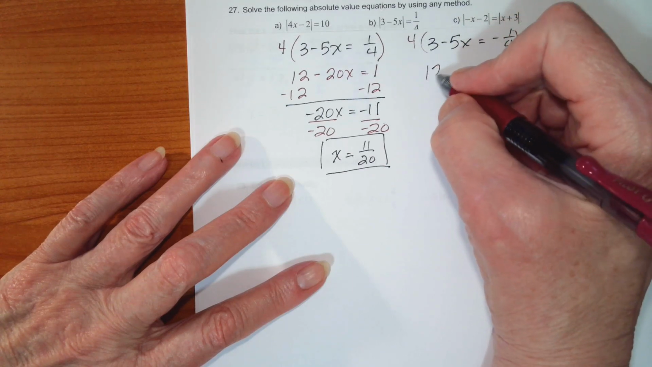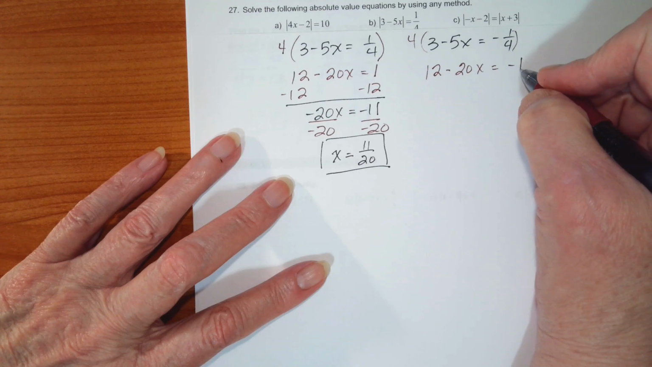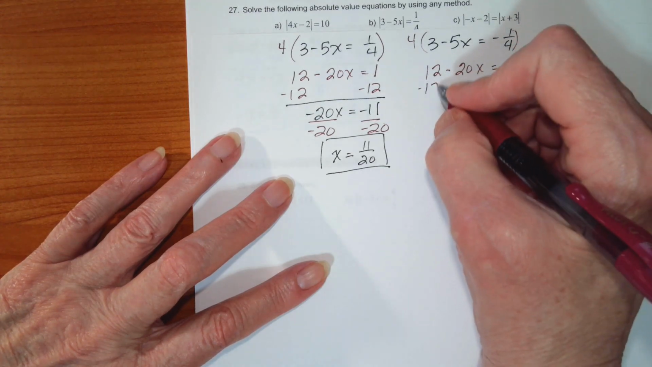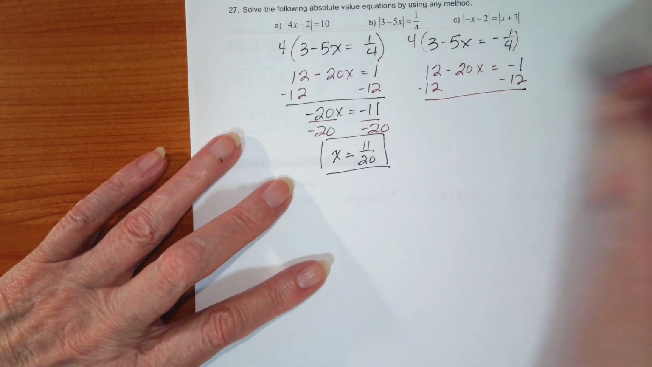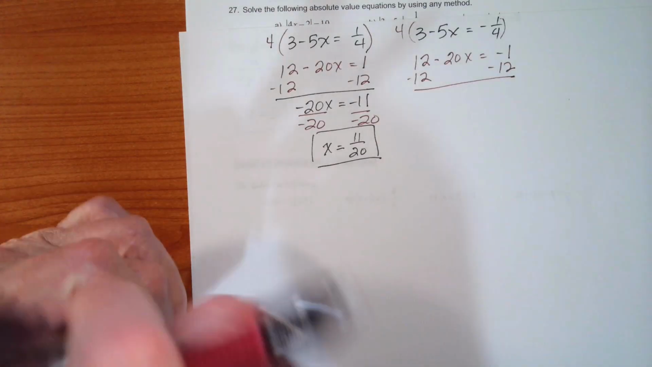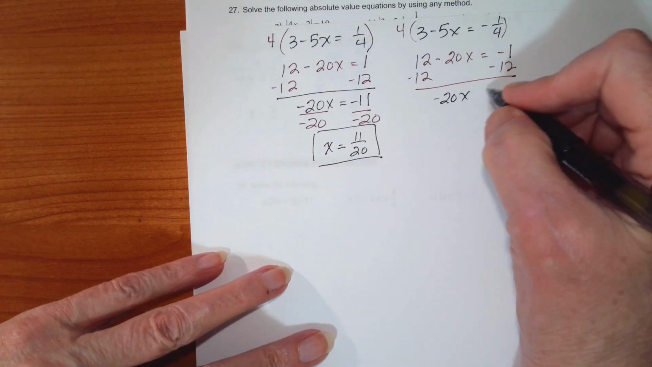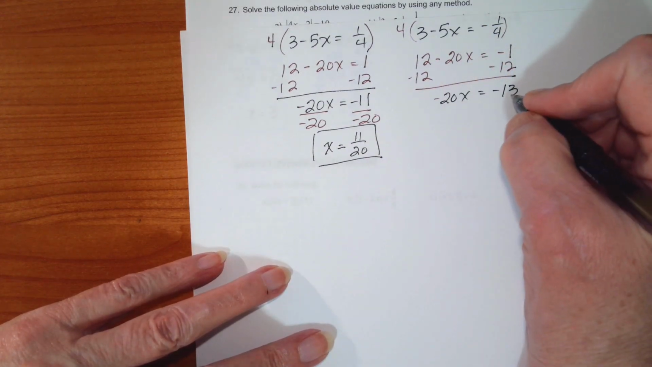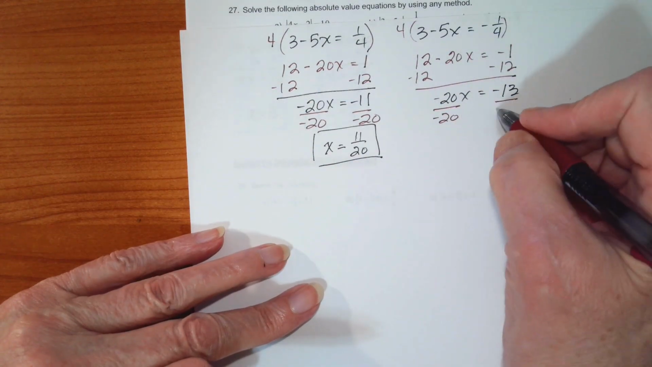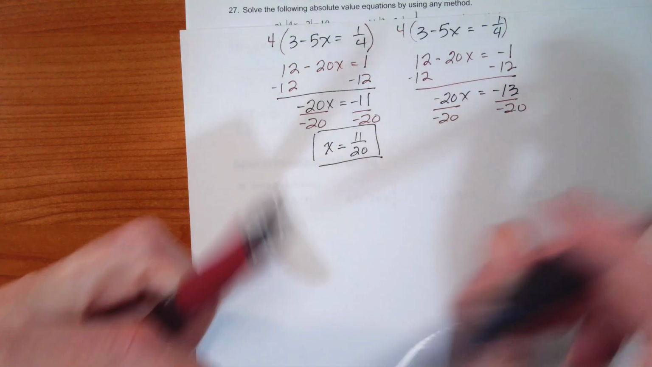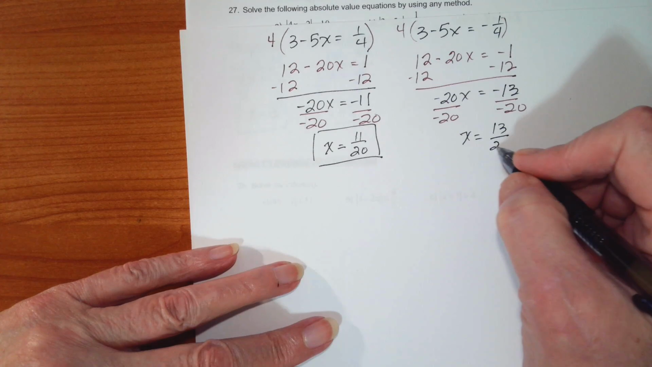Okay, so this gives me 12 minus 20x is equal to -1. Subtract 12 from both sides, and I get -20x is equal to -13. When I divide by -20, I get that x is equal to a positive 13/20.